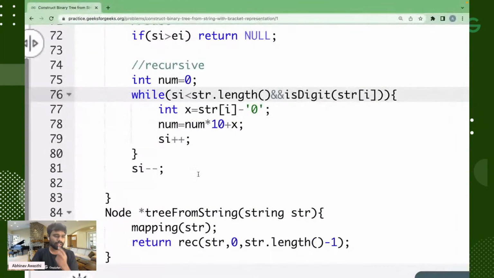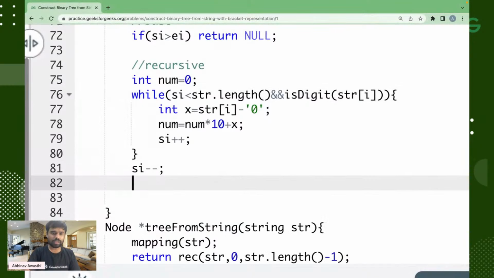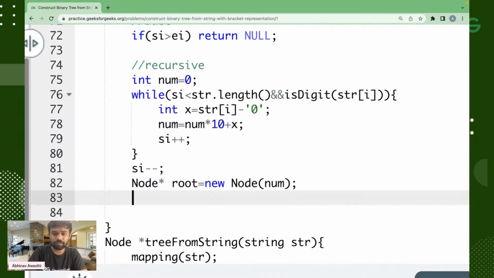Yeah, you will iterate for left and right, no worries. After that, the current number which we have is nothing but the root. So we will have node root is equal to new node num. Okay, that is what we will have.